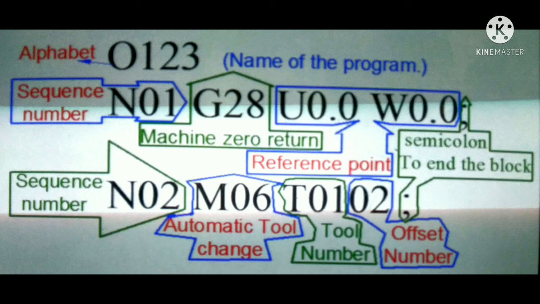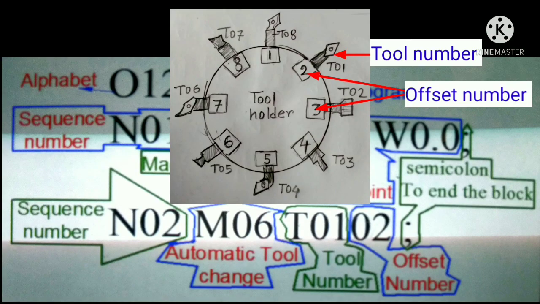Next sequence number is N02, and we use M06 to change the tool, and next we write T0102, where T01 is the tool number and 02 is the offset number of the tool, and at the end we use a semicolon to end the block. If we look closely at this drawing, then we can easily understand what is the tool number and what is the offset number.